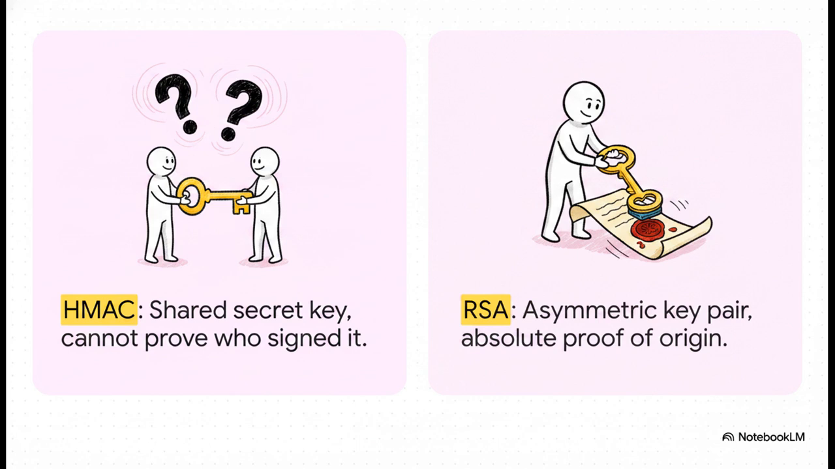You can't prove to a third-party auditor or, say, a judge in a court of law who actually created the message. But with an RSA digital signature, there is zero doubt. If the signature successfully verifies against the public key, it mathematically had to come from the sole owner of the private key. This creates a legally and financially binding audit trail.